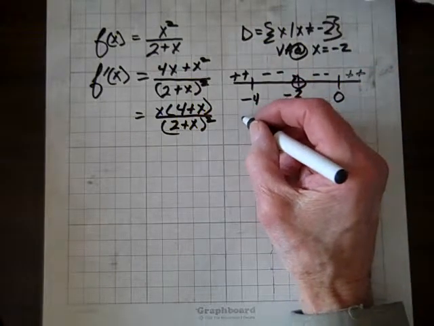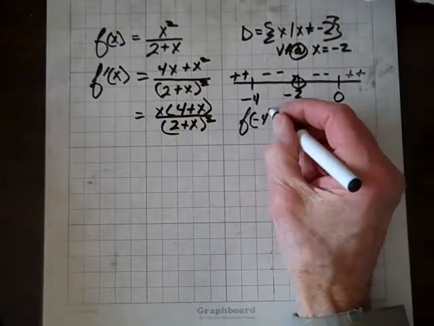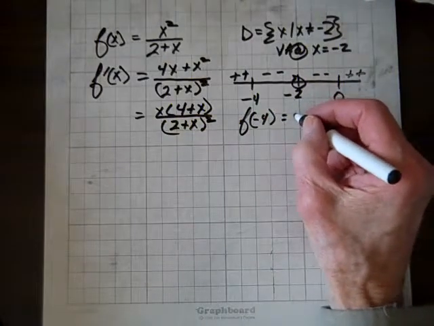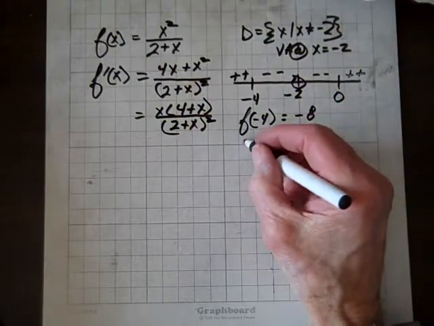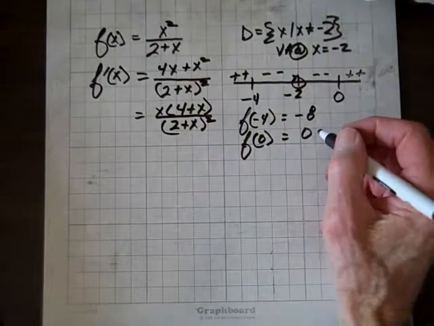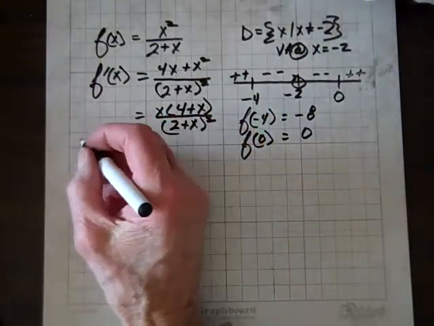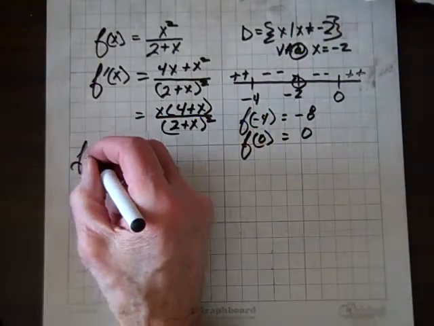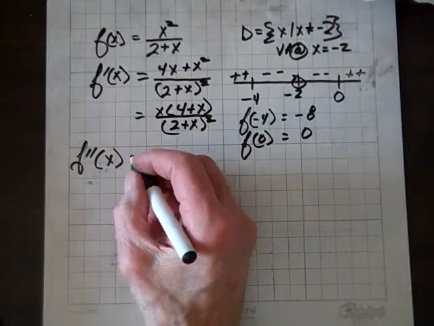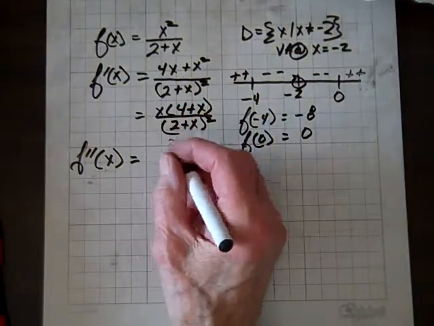So let's evaluate f of -4 and see what we get. And evaluating that, I get -8. Evaluating f of 0, I wind up with 0. So we've got quite a bit of work done. One more thing we have to do is the second derivative to verify concavity. And I'll tell you, I didn't simplify this. It's going to get messy.